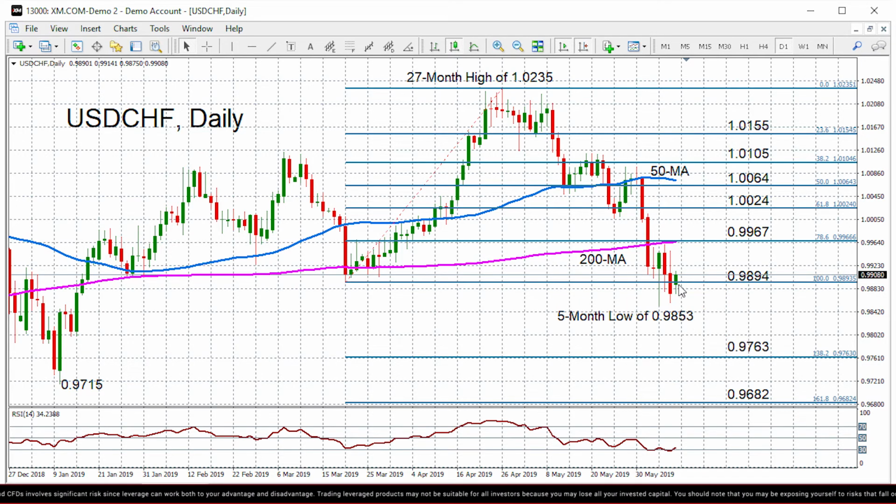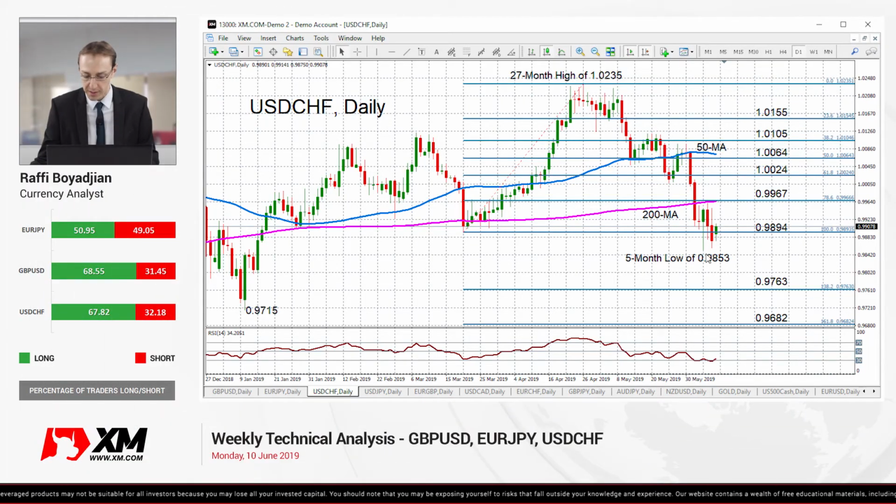If though prices drift lower, we would first see a test of that 5-month low of 0.9853 from earlier this month. If that level is broken, it would open the way towards the 138.2% Fibonacci at 0.9763 before attention turns to the 161.8% Fibonacci extension at 0.9682.